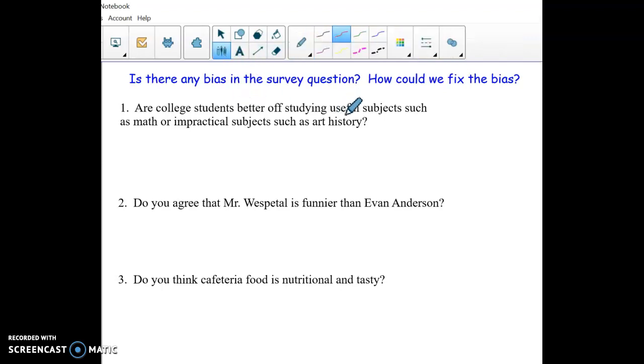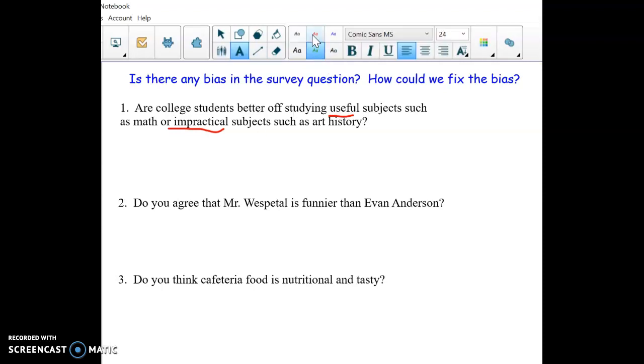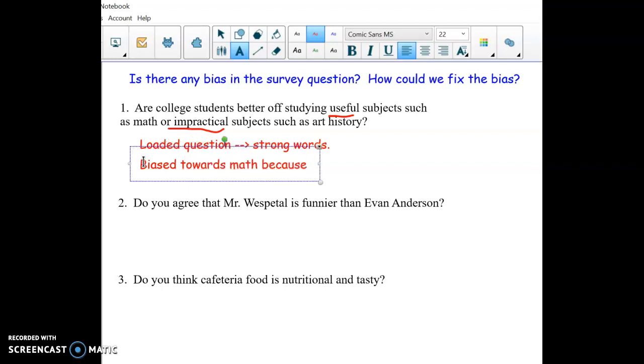All right, so this first one, the problem is it uses the word useful for math and impractical for art history. There's a lot of ways you could describe this, but this is called a loaded question, because it has strong words like impractical and useful. Another way to say this is it's biased towards math because the words suggest that math is better, which it of course is, but I'm just kidding. That's not necessarily true. So that's called a loaded question.